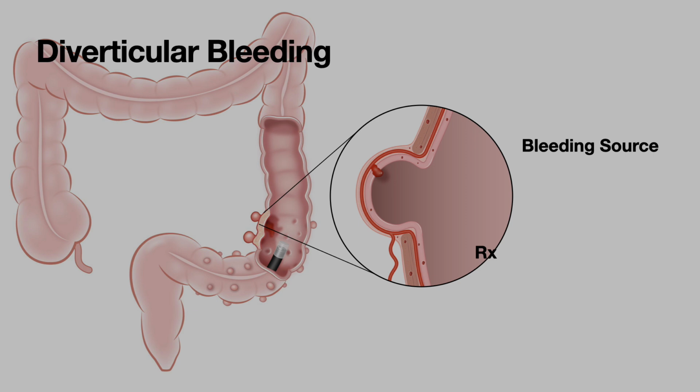Here is a diverticulum. You have a blood vessel that is bleeding. You want to find out if the bleeding source is in the dome of the diverticulum. And if that is the case, the treatment should be clip. You don't want to use cautery because you can perforate. On the other hand, if the bleeding source is at the neck of the diverticulum, in this case you can use a clip or cautery. So that is about diverticular bleeding.